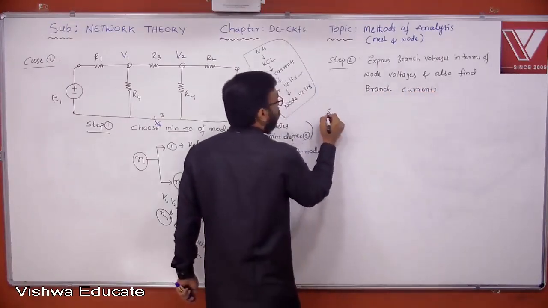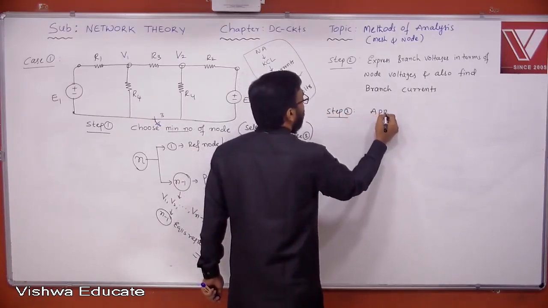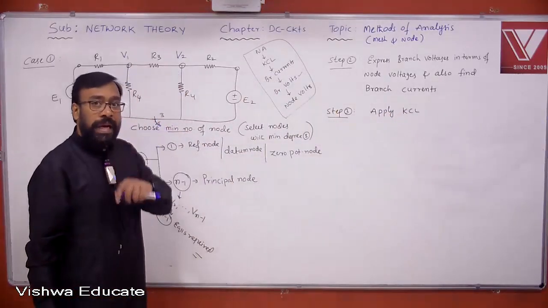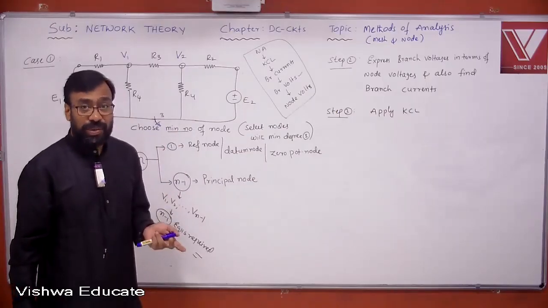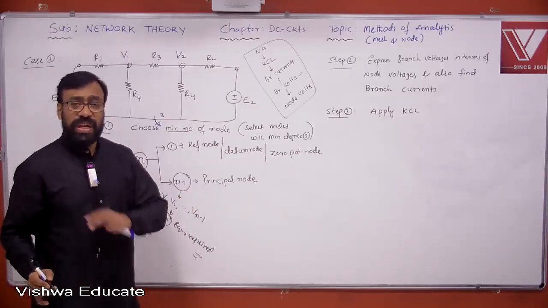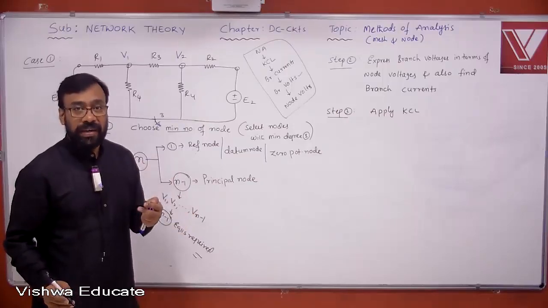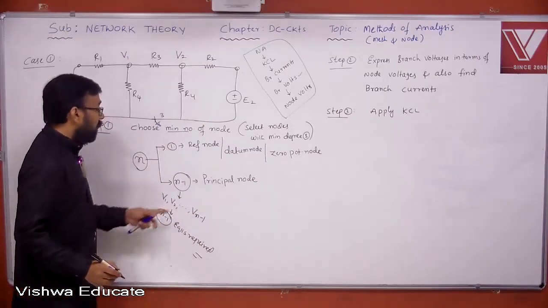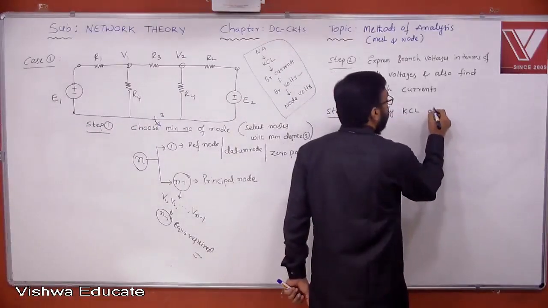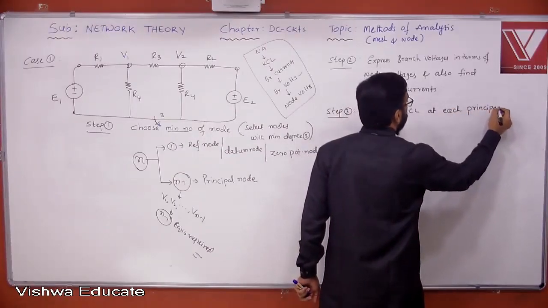So once you know branch currents, what will you do? Apply KCL. Where do you apply? At any node you can apply KCL, right? You have a right to apply KCL at every node, and at every node KCL must be satisfied. To get the equations, we can apply at every node, but to make it very systematic and more disciplined, we apply this KCL at each principal node.